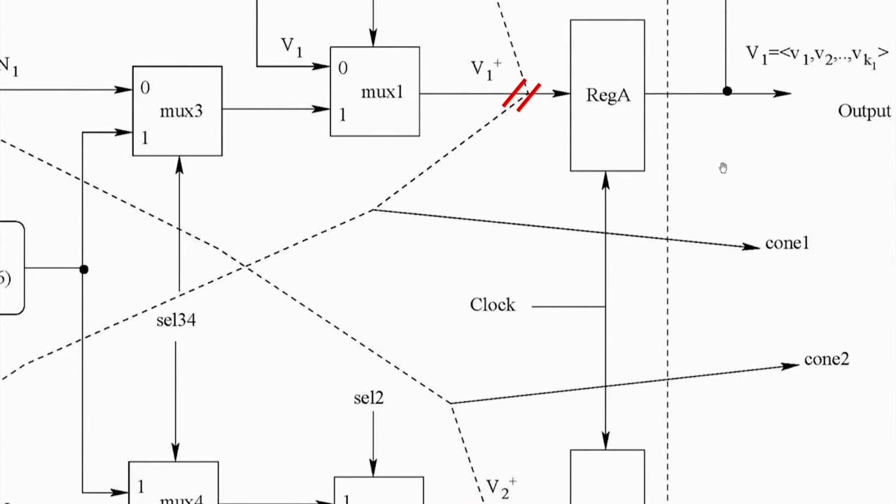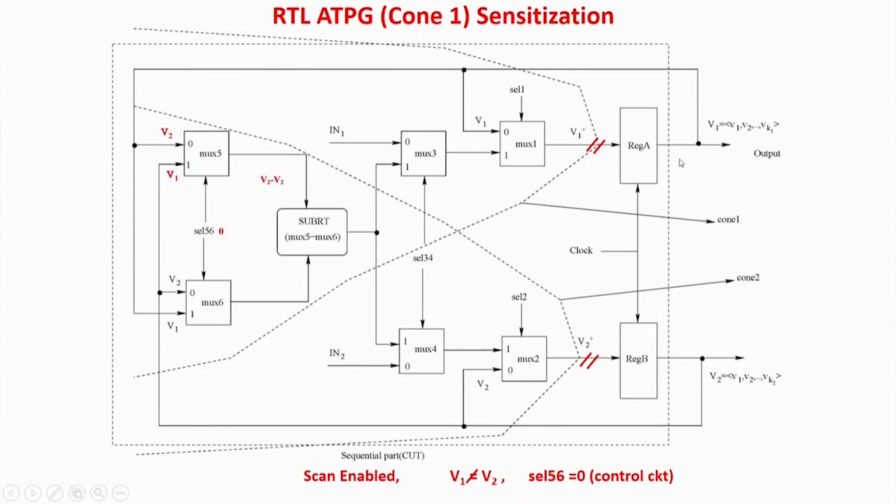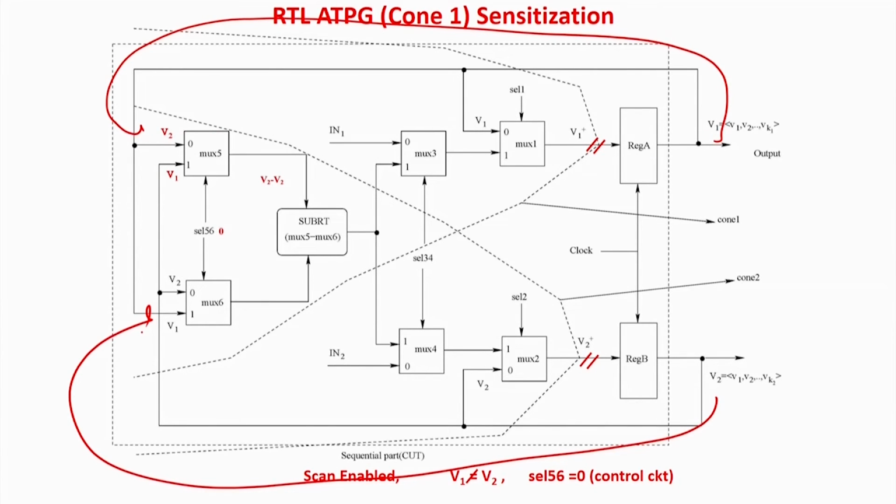Basically, if you see this, V1 and V2 are going as feedback from this to the register back. If I do not set this flip-flop in scan mode, then I have to use the old circuitry, and I have to put some numbers in register A and some numbers in register B, which should be not equal and so forth. So we did not go by that.